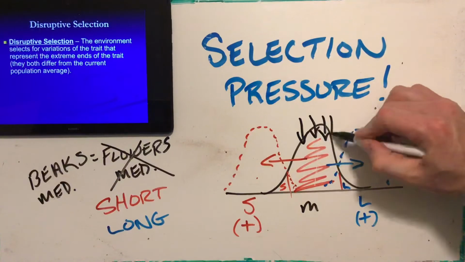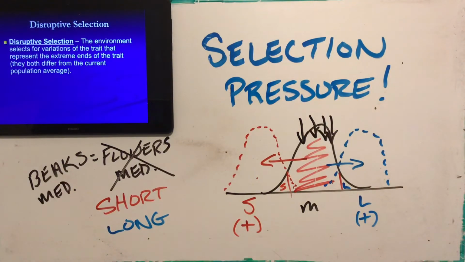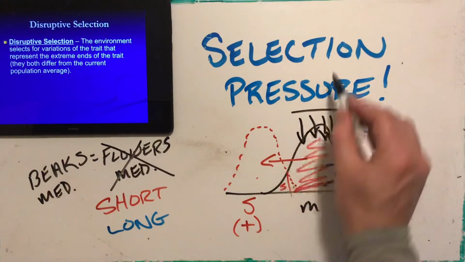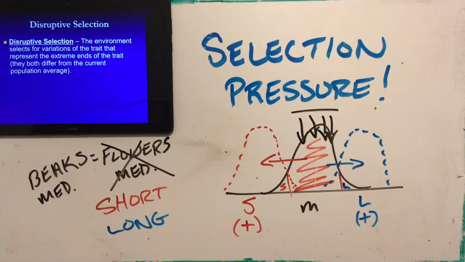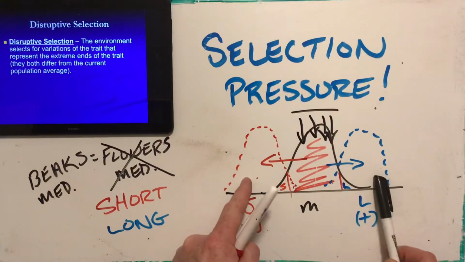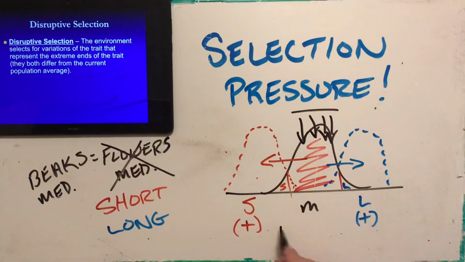All the pressure now is against these guys. So Mother Nature's coming down on the mediums, very, very difficult. This is selection pressure coming down on them. So when we see this separation and the favoriting, if that's even a word, the selecting of the two extreme forms of the trait, that's disruptive selection.